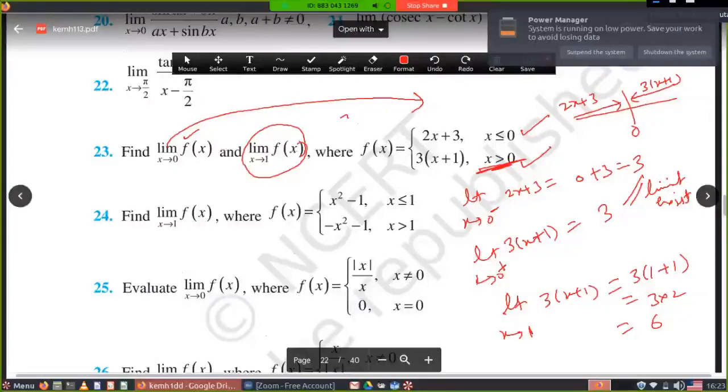Dual nature functions can be solved by just taking the left-hand function for the left limit and the right function for the right limit. In question number 24, you have to solve the limit for x tending towards 1. For the left, you take x square minus 1. When you put 1 here, you get 0. When tending from the right, the function you take is minus x square minus 1. When you put the value 1, 1 square is 1, but the minus sign is there, that is minus 2. One value is 0, another is minus 2. Both are different, so the limit does not exist. The question 24 limit does not exist.